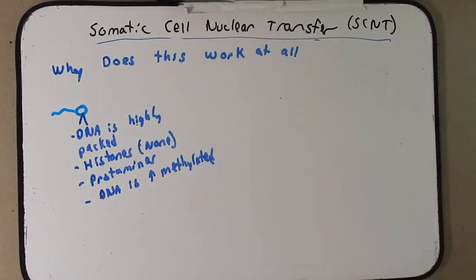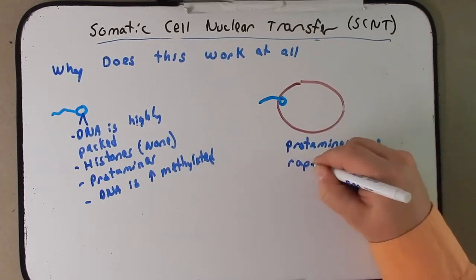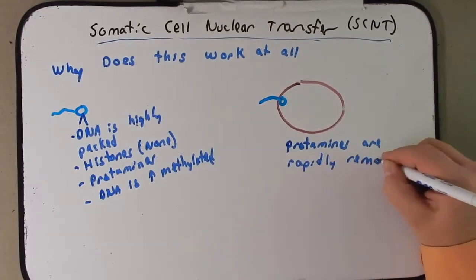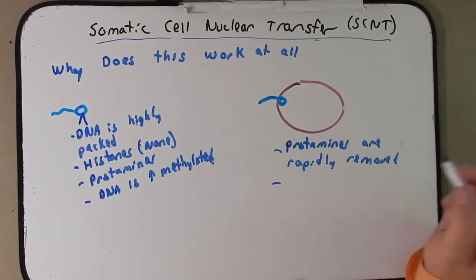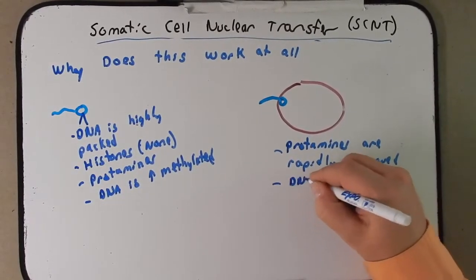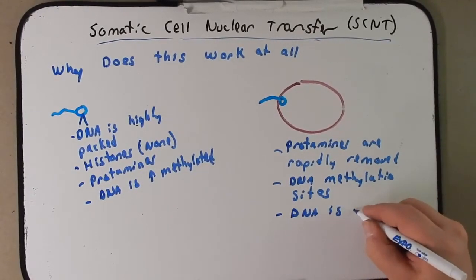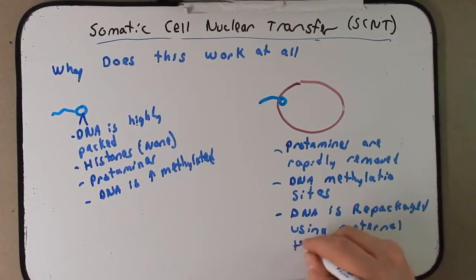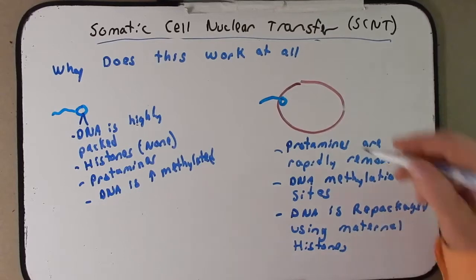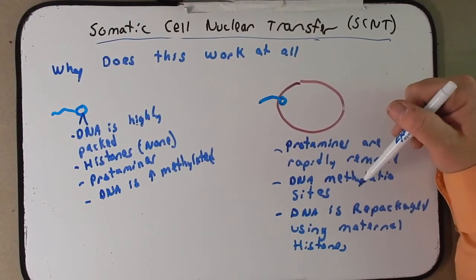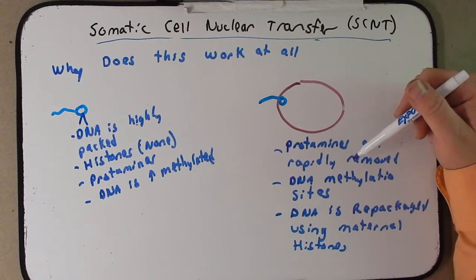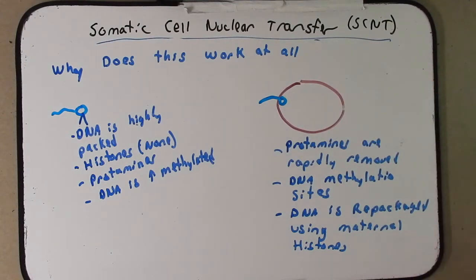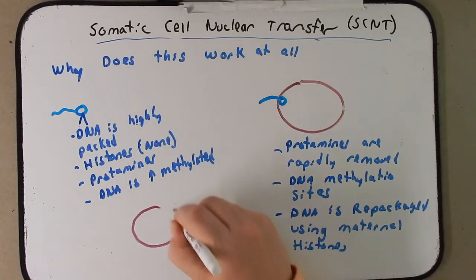So we know that when the sperm fertilizes the egg, the protamines are rapidly removed, as are the DNA methylation sites. DNA is then repackaged using the maternal histones. So the DNA comes in here, the protamines and the DNA methyl sites are removed, and then the DNA is repackaged using maternal histones.